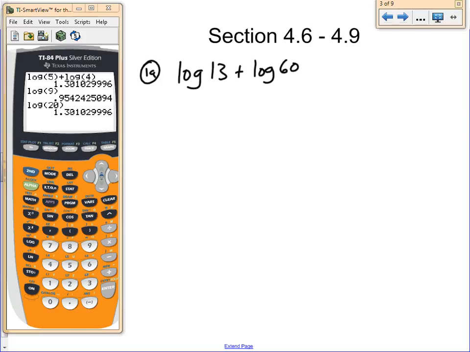When you multiply numbers with the same base, what do you do with the exponents? Add them. So it's got to be the same base. Divide numbers with the same base, subtract the exponents. Okay, it's got to be the same base. I'm not going to give you a problem that's different bases.